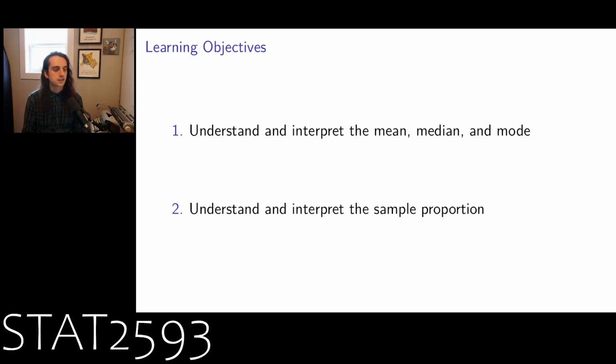The two main objectives that we would have is that when you leave the lesson today, you should be able to understand and interpret the mean, median, and mode of a data set. We also want to be able to understand and interpret what we would mean by a sample proportion. So these are quantities that come up all the time throughout this course, and so getting a firm grasp on them now is definitely advisable.